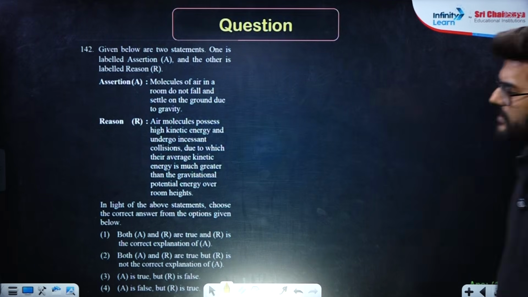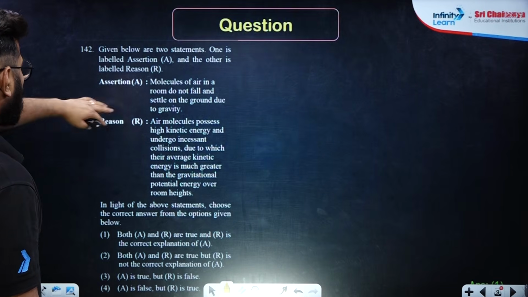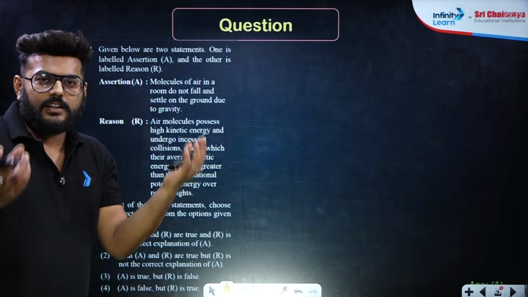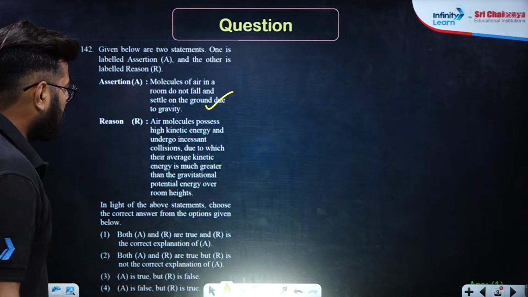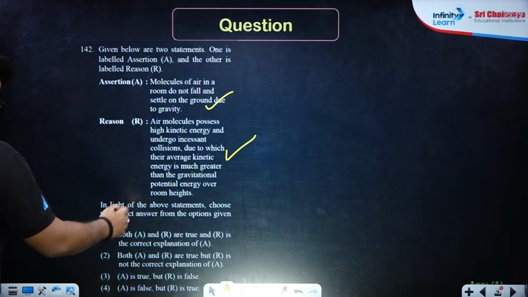Given below are 2 statements. I hope this is clear. It's very small. One is assertion A, the other reason R. Molecules of air in a room do not fall and settle on the ground due to gravity, obviously. Otherwise, we won't be able to breathe. Air molecules possess high kinetic energy and undergo incessant collisions. Absolutely correct. This is right. Option number 1 is the right answer.